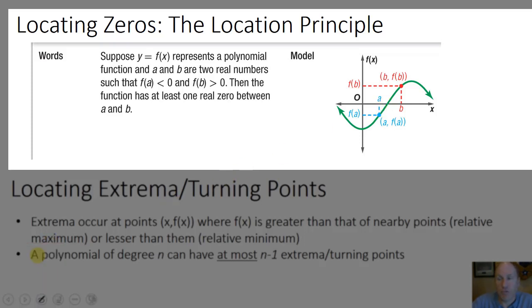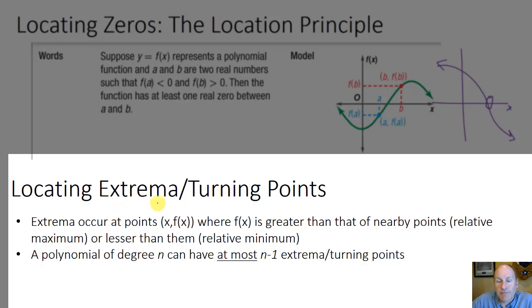I'm going to draw a purple function where the same sort of thing occurs. Okay, so here's a polynomial function, and as we're moving from left to right on the x-axis, the values of f of x are decreasing from positive into negative. And so at that instant, it goes from positive to negative, we have a zero there. That's what the location principle is all about.